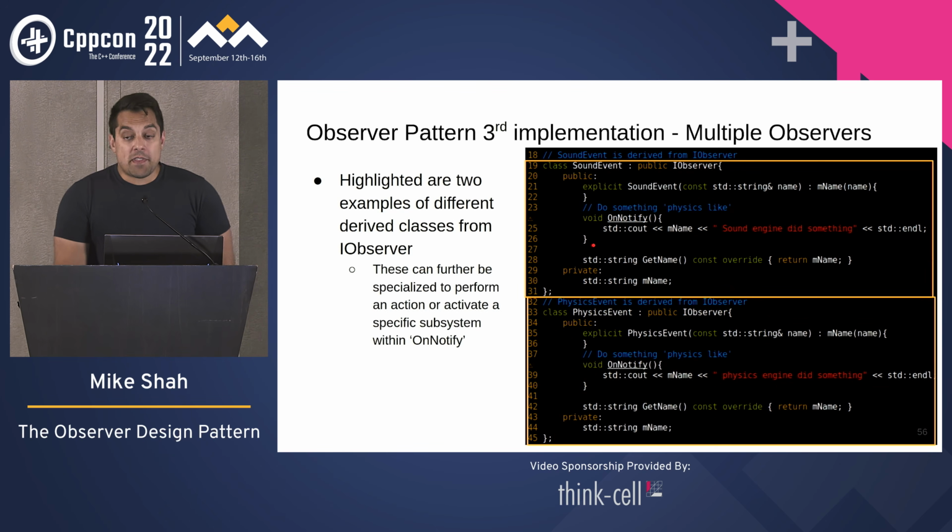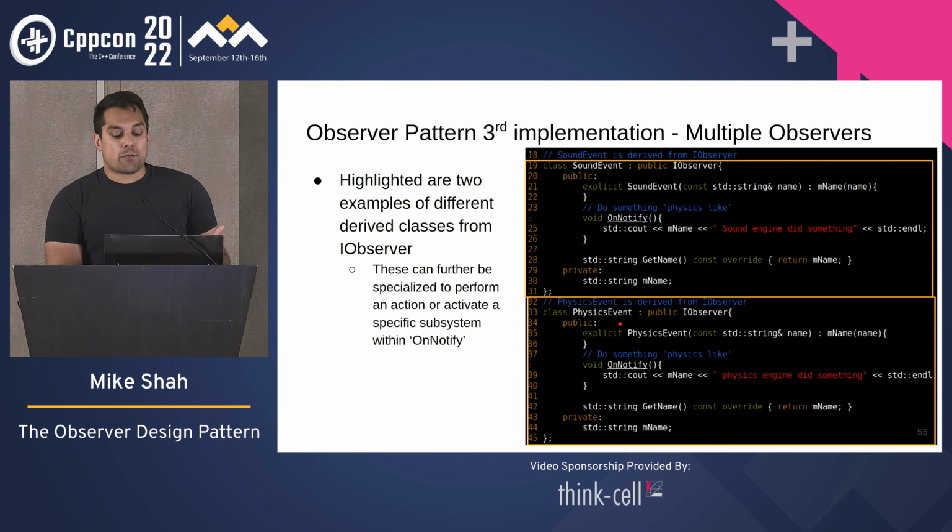All right, so that's taking care of the subject. Now, how about the observers? How do we create these different systems, or how would you set this up so we can break our code into different units? Well, highlighted are two examples of just creating two concrete classes from our observer interface. I'll draw your attention to the top here, where we have our sound event, and to the bottom here, where I have some physics event.